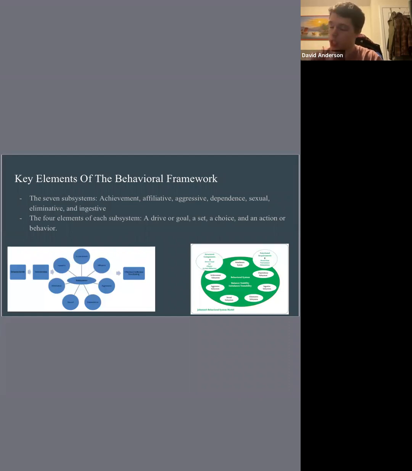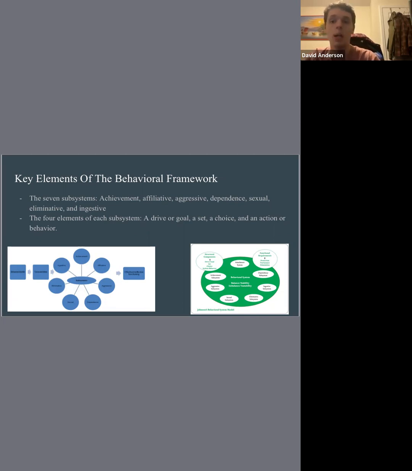And this is where the key elements are. If you look at these images, it kind of displays what's going on with these. So a drive or a goal is their motivation or reason, as I'm describing the 4 elements of each of these subsystems. A set is the ordinary or normal behaviors a patient prefers to use to meet their goal. So this is the behavior they're going to use to meet that drive or goal.